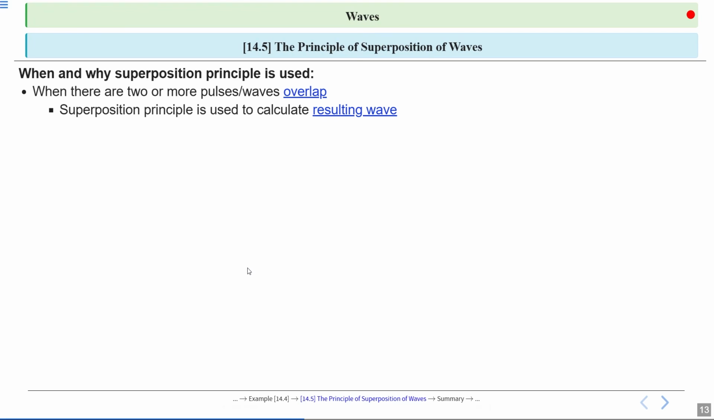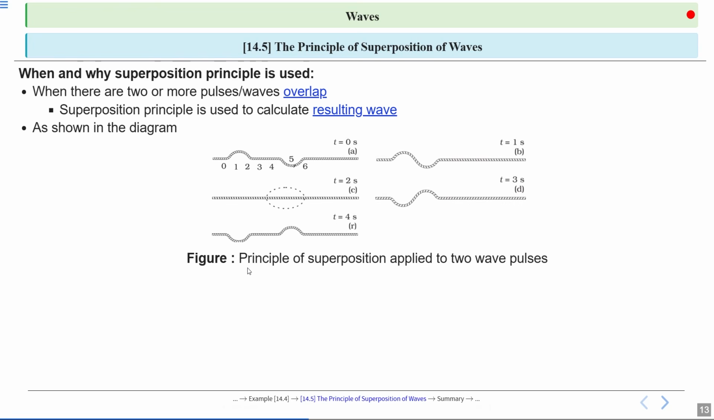So, here the superposition principle, let's calculate the resulting wave when two or more waves overlap. In simple terms, we add the displacements of each wave at every point to get the total displacement. So let's look at the figure. Principle of superposition applied to two wave pulses. So it visually demonstrates the superposition principle with two wave pulses.